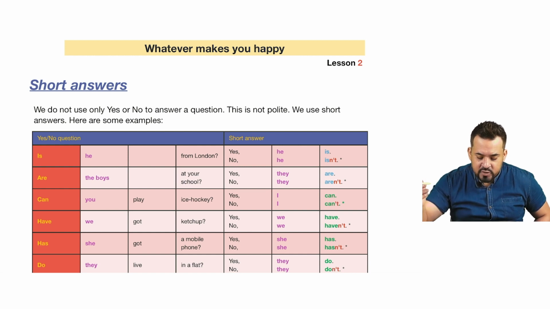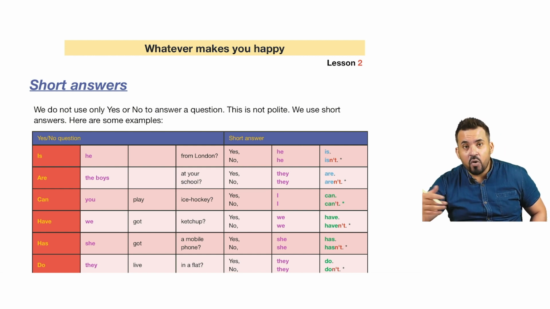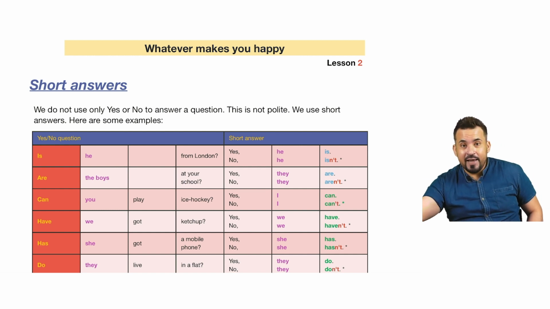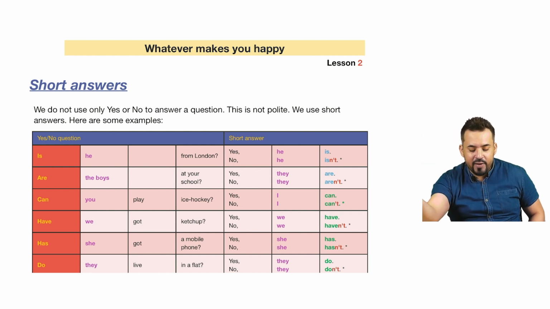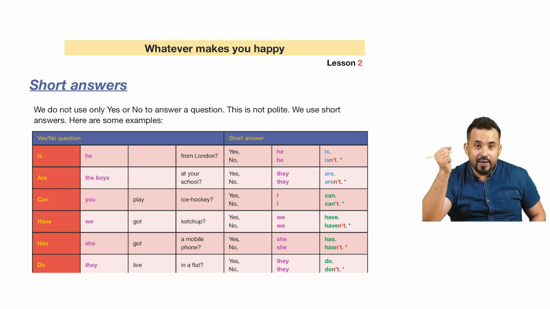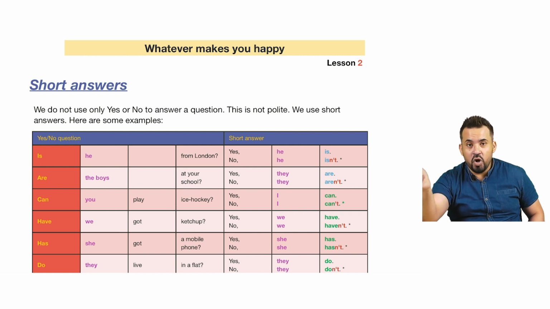Are the boys at your school? Yes, they are. Or no, they aren't. You don't just say yes or no. Can you play ice hockey? Yes, I can. Or no, I can't. Have we got ketchup? Yes, we have. Or no, we haven't.